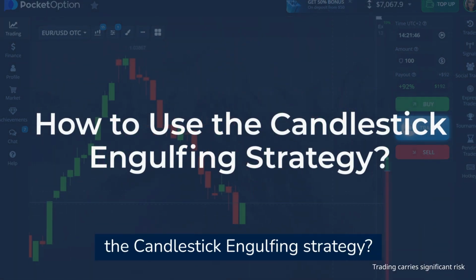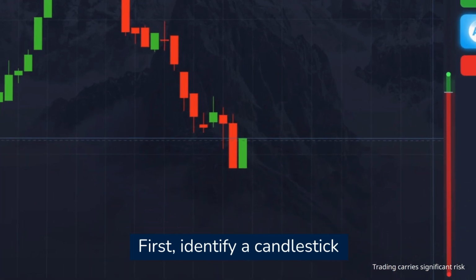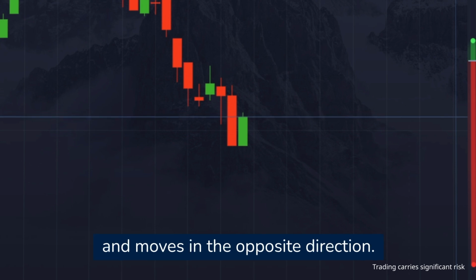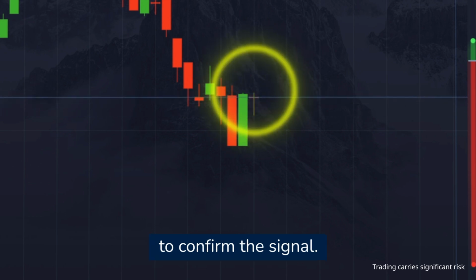How to use the candlestick engulfing strategy. First, identify a candlestick that is larger than the previous one and moves in the opposite direction. Wait for the formation of a new candlestick to confirm the signal.